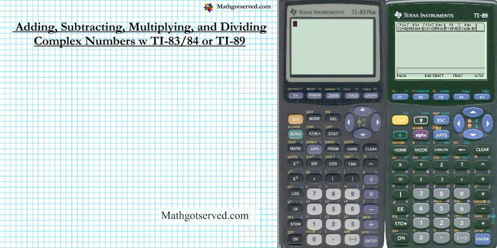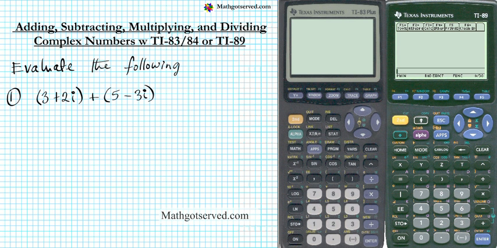So what we're going to be doing is evaluating the following. Alright, so let's write down the instructions. Evaluate the following. Okay, number one, we're going to start out by adding. What if we're supposed to add 3 plus 2i to 5 minus 3i? Okay, so we can do this by hand or we can do this with the calculator.